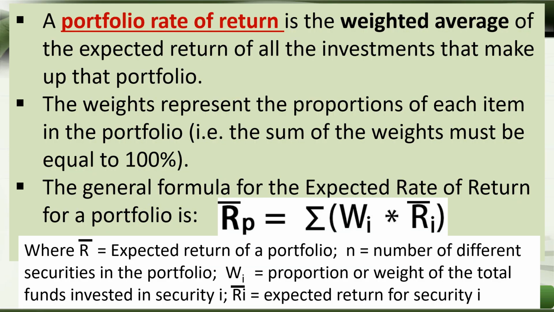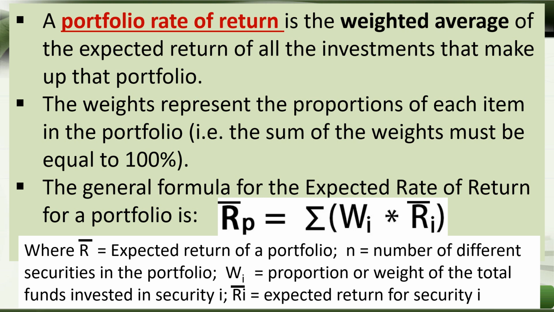A portfolio rate of return is, as we saw earlier, the weighted average of the expected return of all the investments that make up that portfolio. In a single investment we saw the expected return, but in a portfolio, more than one financial instrument or asset is there, and if it is 10, we have to take the weighted average of the expected return of all the investments. So that's what we mean here.